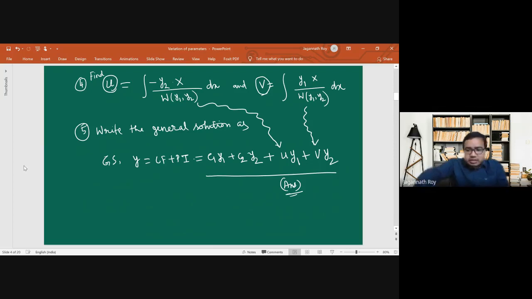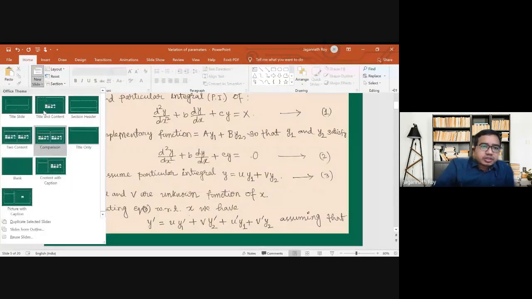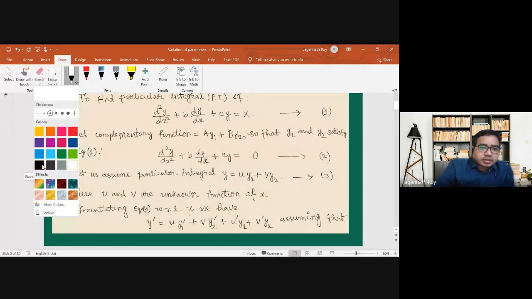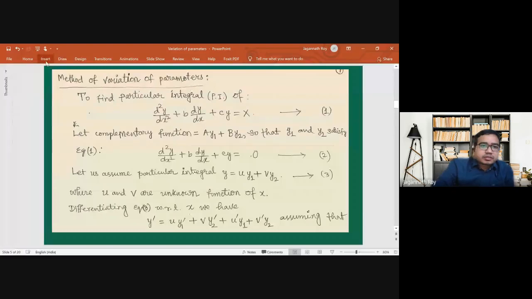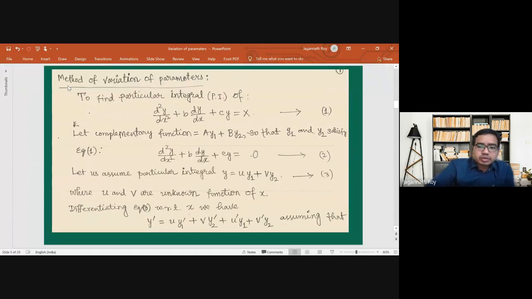But before that, let us first discuss how these are actually calculated. Then we'll go for practical application with examples. So here the method is actually written. You can just think of this. Just let me write it down one by one.